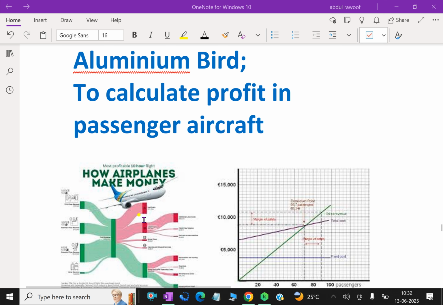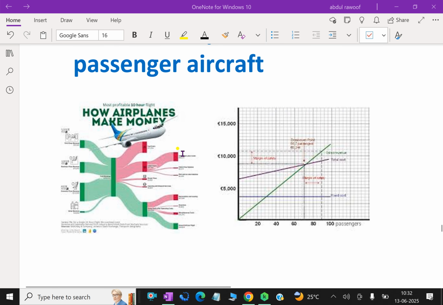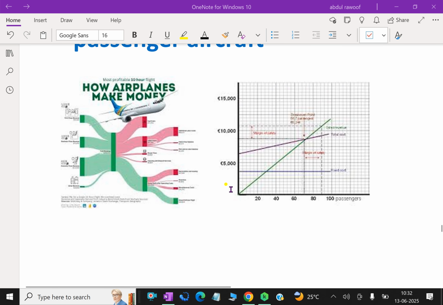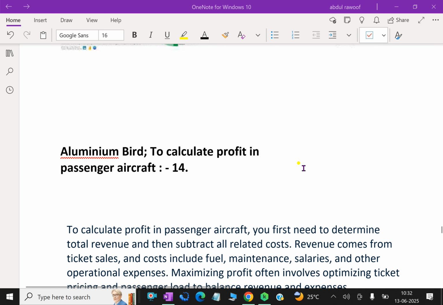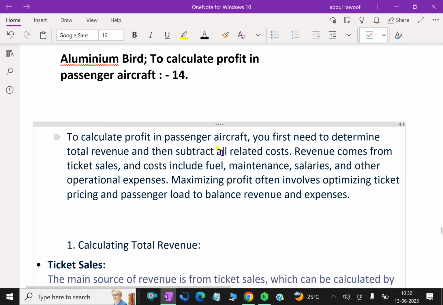Look at this figure. It indicates how the airlines get money as a profit. Now, to calculate profit in passenger aircraft, you first need to determine total revenue and then subtract all related costs. Revenue comes from ticket sales and costs include fuel, maintenance, salaries, and other operational expenses. Maximizing profit often involves optimizing ticket pricing and passenger load to balance revenue and expenses.